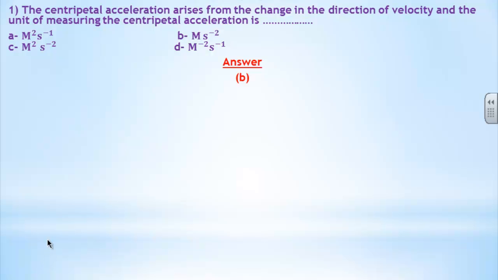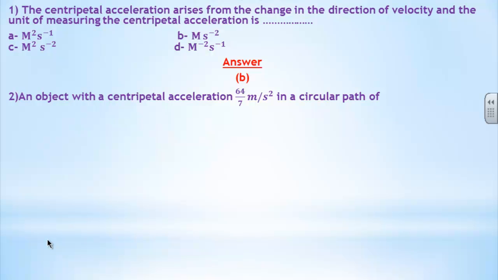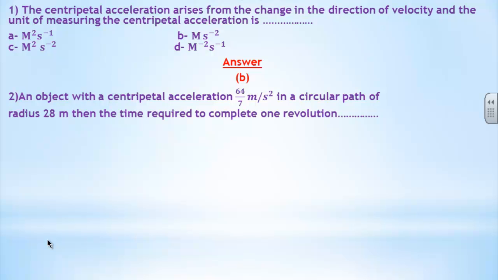of acceleration. Number 2. An object with a centripetal acceleration 64/7 meter per second square moves in a circular path of radius 28 meter. Then the time required to complete one revolution equals: A. 11 second, B. 10 second, C. 20 second, D. 8 second.